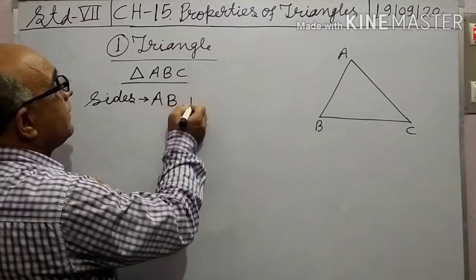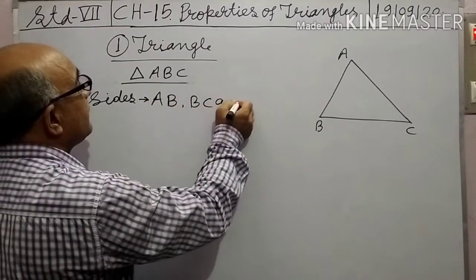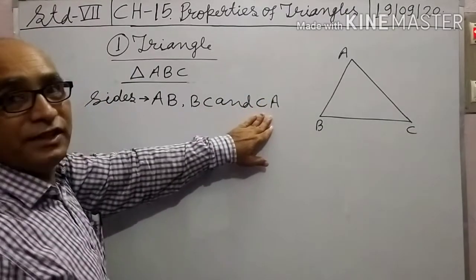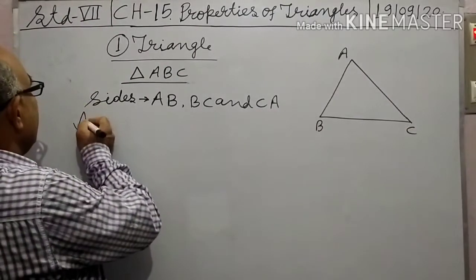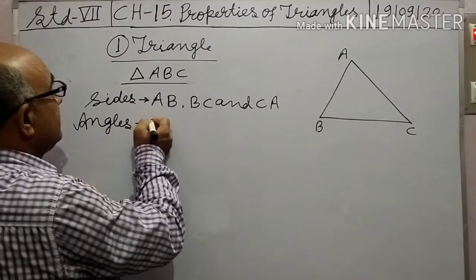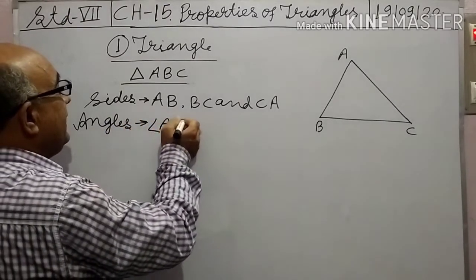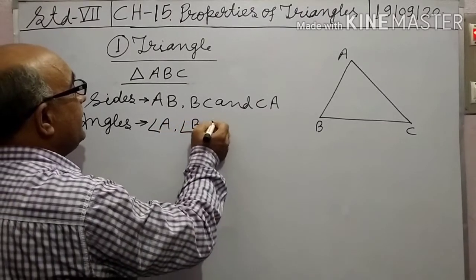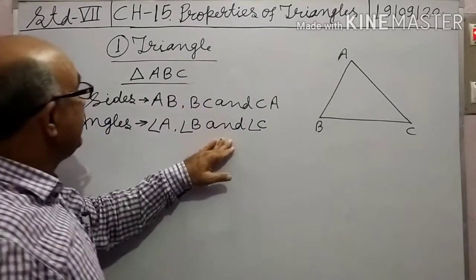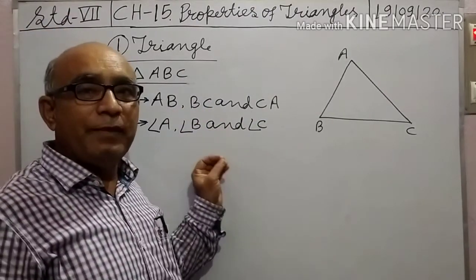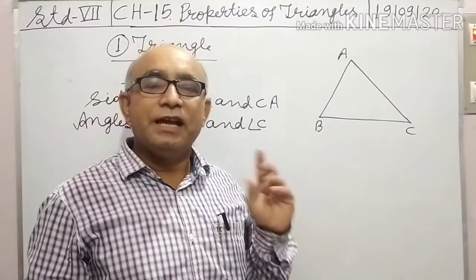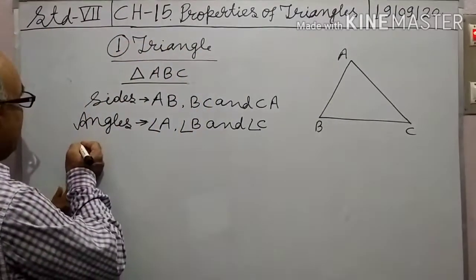AB, BC and CA or AC. AB, BC and CA are three sides. It has three angles: angle A, angle B and angle C. Three sides and three angles are called six elements of a triangle. A triangle has six elements, three sides and three angles, and three vertices.